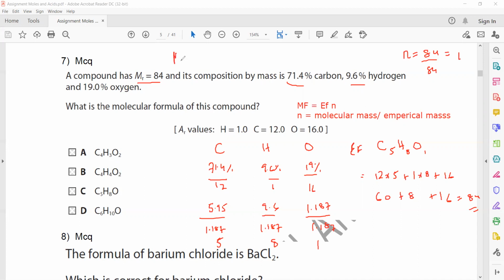So molecular formula is equal to empirical formula times N, and the empirical formula is C5H8O, and that times 1. So we'll get the same as the empirical formula, and the molecular formula will be the same. So it will be C5H8O. So it matches with option C. So C is the right answer for question 7.